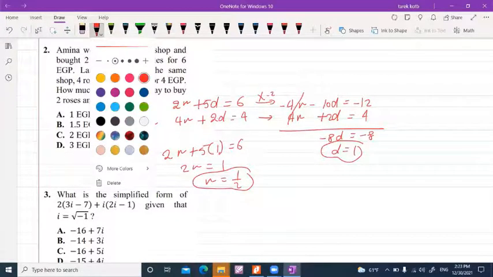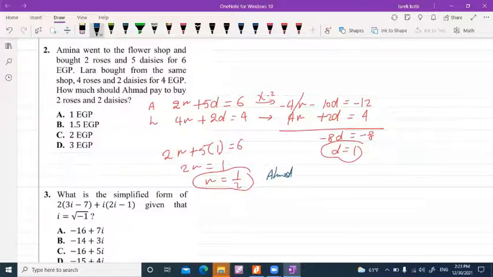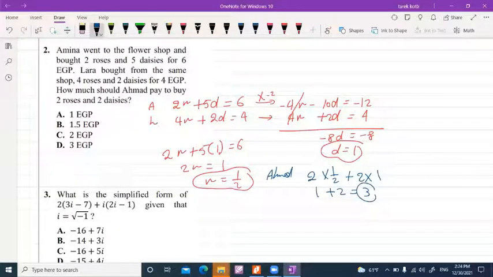And then if you want to get how much Ahmed pays, so this is Ahmed. He bought 2 roses, 2 times half, plus 2 daisies, which is 2 times 1. The total is 2 times half equals 1 plus 2, which is 3.